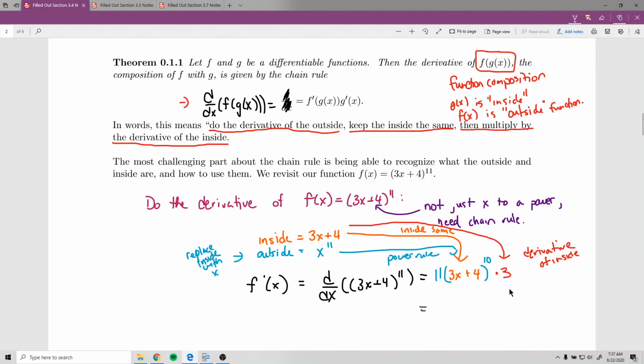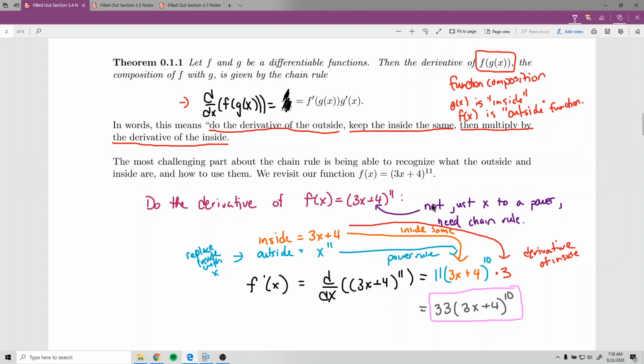But once you're here, the only thing you can do to simplify is multiply the 3 times 11 to get 33, and then the 3x plus 4 to the 10th power. That would be our final simplified derivative here. It does look a lot like the original one. Pretty much it looks like doing the power rule, but then, like the chain rule says, multiply by the derivative of the inside.